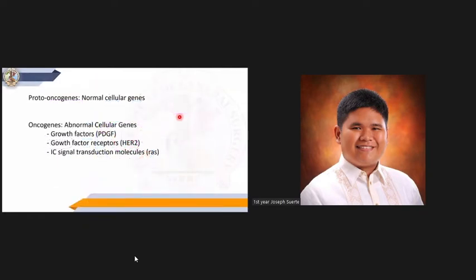So what are proto-oncogenes and oncogenes? Proto-oncogenes are just normal cellular genes that are present in the body. But when they are mutated or damaged, they can turn abnormal. So they become oncogenes. Our oncogenes can be a lot of things. They could be our growth factors like our PDGF or platelet-derived growth factors. They could be growth factor receptors like our HER2. They could be intracellular signal transduction molecules like our RAS.